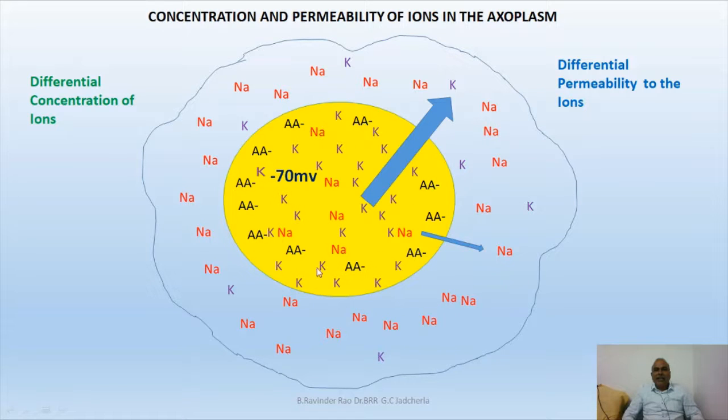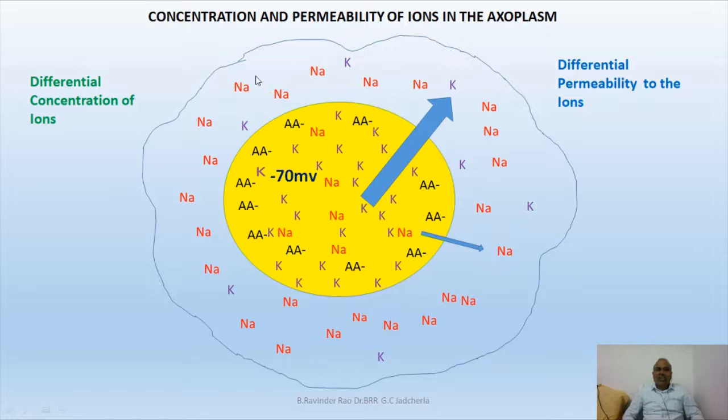This is the axon. Inside the axon, yellow color, and this is outside the axon, that is extracellular fluid. Friends, you just observe. In the extracellular fluid, there is more sodium than potassium.